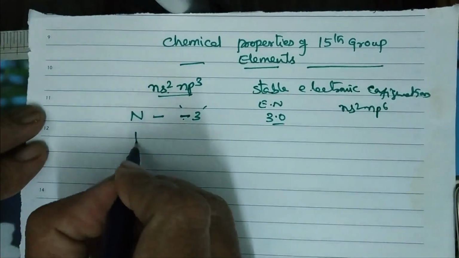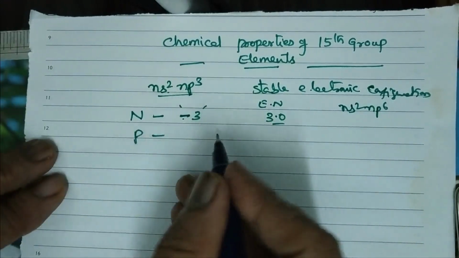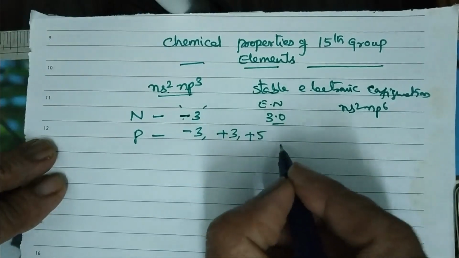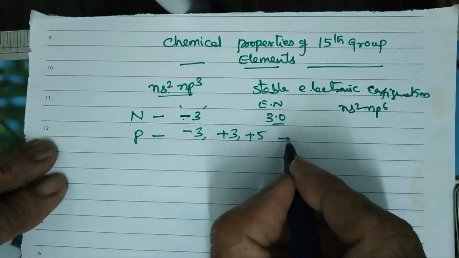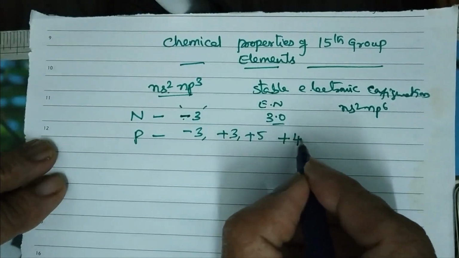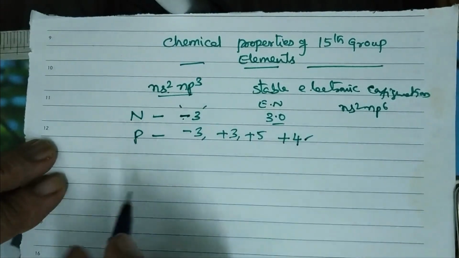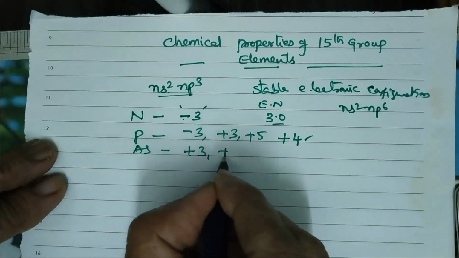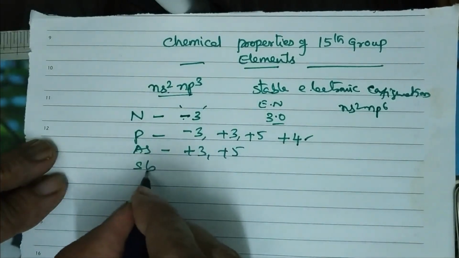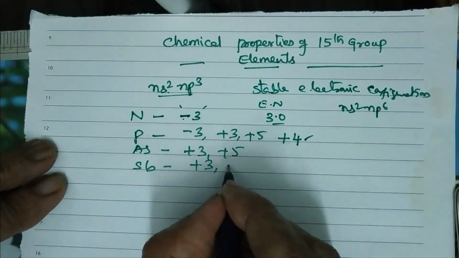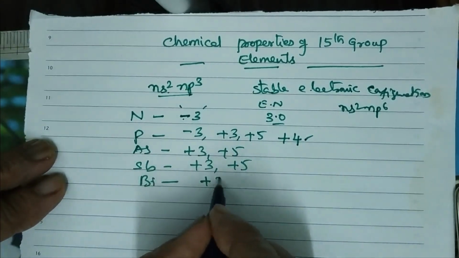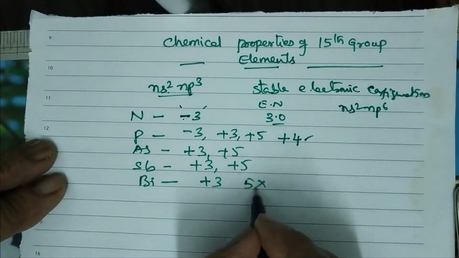Next is phosphorus. It exhibits -3, +3 and +5. In some cases, phosphorus will also exhibit the +4 oxidation state. Next is arsenic. It shows +3 and +5. Antimony also shows +3 and +5, whereas bismuth shows only +3 but not +5.